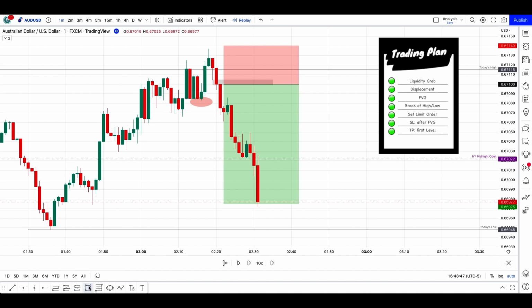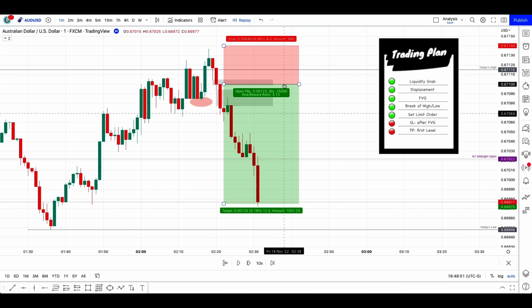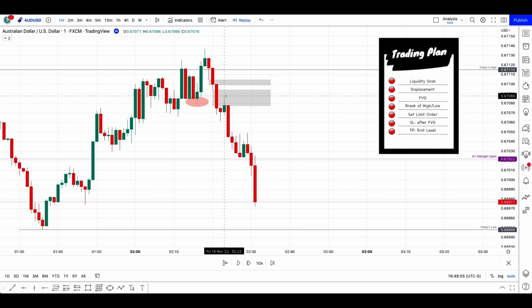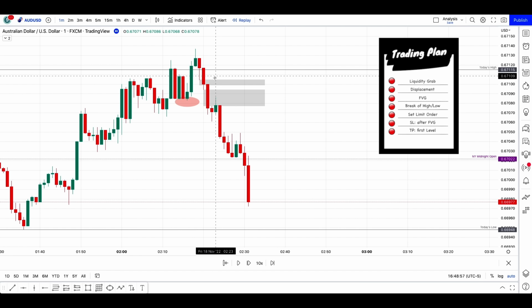Alright, so we got missed out. What happened is we filled the fair value gap just lower, then went back down. And if you don't want something like that to happen to you, you can always just use the fair value gap lower. But make sure your stop loss is above the 2 fair value gaps and even preferably the high there.